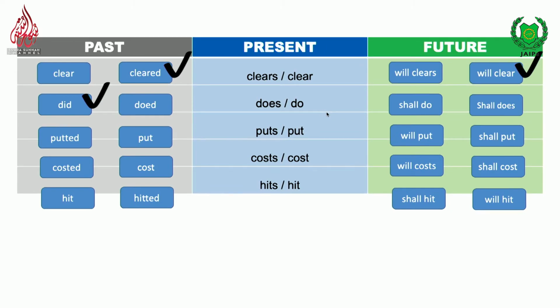Look at the future tense for does and do. Is it shall do or shall does? The answer is shall do. Remember, when we use the words will and shall, you need to use the base word or the root word. Not does but do. Okay, those two words are done. We are going to focus on these three words. Something special about these three words, along the way you are going to know it.